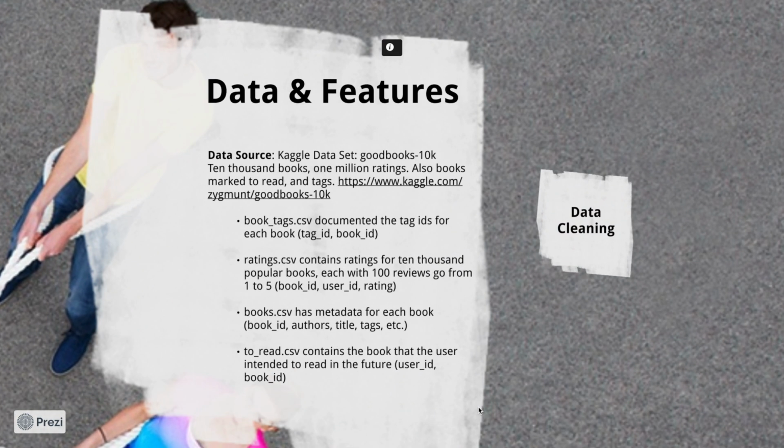So first of all, we want to introduce the data and the features that we collect. The data source is from the Kaggle website, which is the Good Book 10K, thousands of books data from millions of ratings. There are 4 separate CSVs which document the information of books, the book ID, the tag ID, the name of the book, and the author of the book.